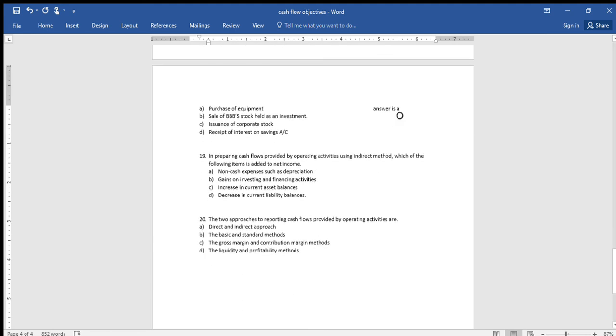Then in preparing cash flows provided by operating activities using indirect method, which of the following items is added to net income? A is non-cash expenses such as depreciation. Depreciation is added back to net income. Then gains on investing and financing activities, no. Then increase in current asset balance, no. So my answer is A. Then 20. The two approaches to reporting cash flows provided by operating activities are the direct and the indirect approach. So my answer is A.